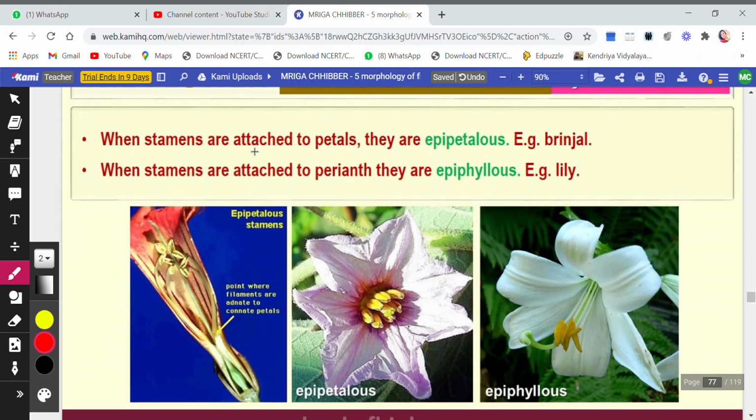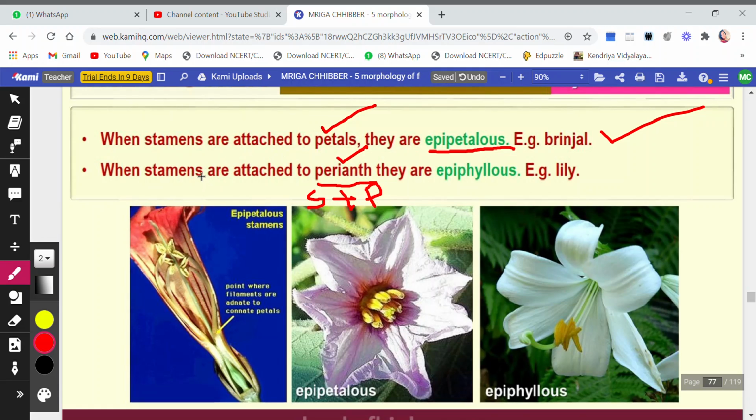Then sometimes a situation occurs where stamens are attached to petals. Such a condition is known as epipetalous. The example is brinjal. Then, when stamens are attached to perianth. Now if you remember what perianth is, when sepals and petals are attached, it is called perianth. When sepals plus petals are attached, it is called perianth.